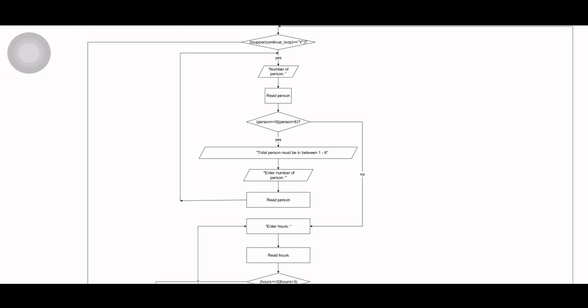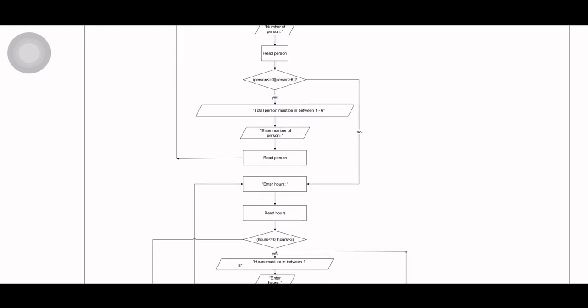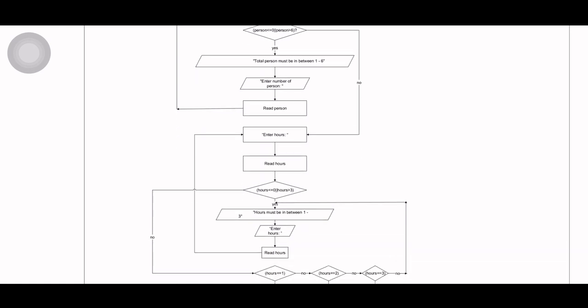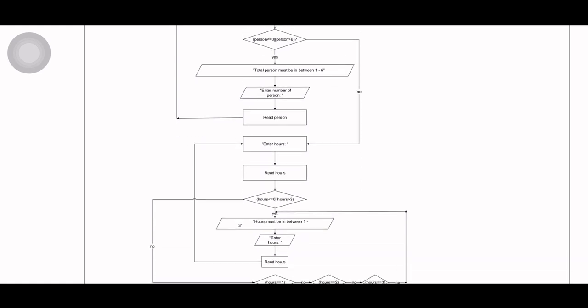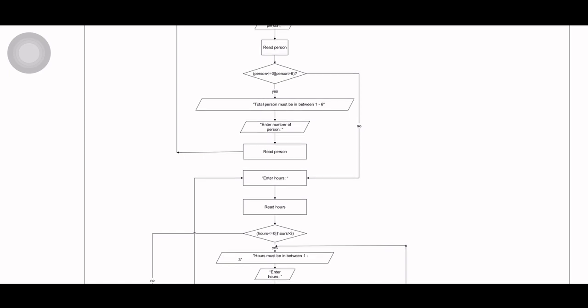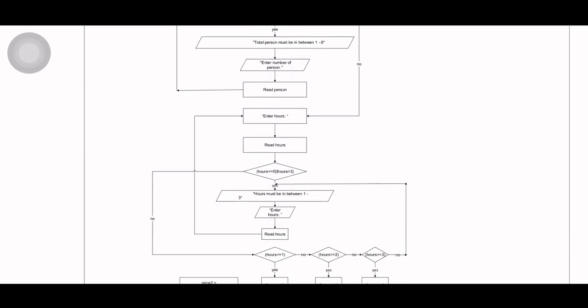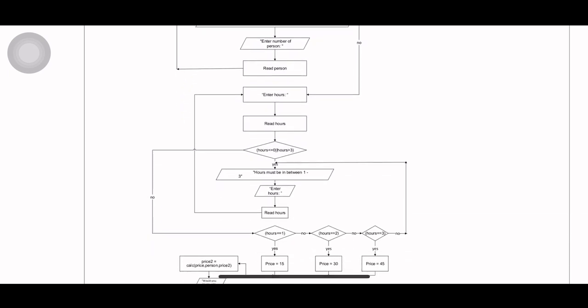If yes, I will ask the user to input the number of person. If the number of person is equal or less than 0 or more than 6, I will ask the user to input the correct number of person. If yes, I will ask the user to input the number of hours. Same as before, if no, it will ask the user to input the correct number of hours, and if yes, I will start the calculation for hours and person using a function that we use.